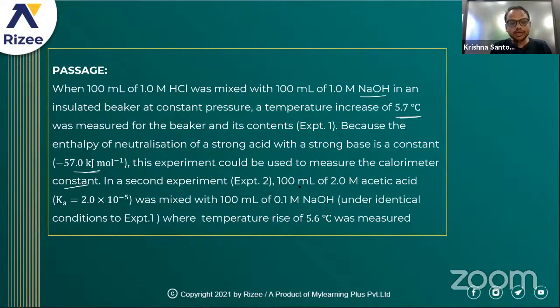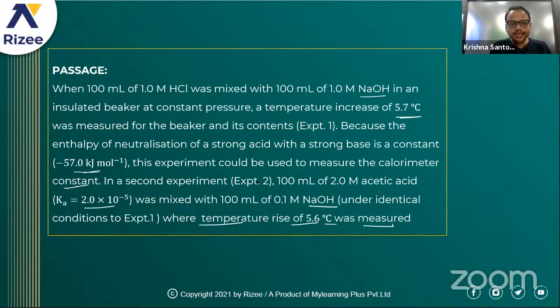Now, in a second experiment, 100 ml of 2 molar acetic acid, whose K value is given, was mixed with 100 ml of 0.1 molar NaOH under identical conditions to experiment 1, where a temperature rise of 5.6 degrees centigrade was measured. So in the first case, what happens? Strong acid and a strong base are mixed. There is an increase of temperature of 5.7 degrees in experiment 1.